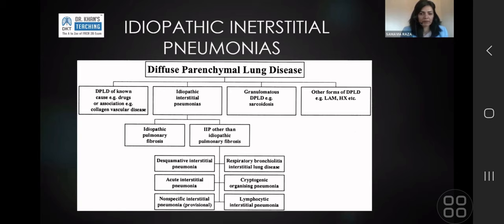So just to repeat, IPF and UIP don't mean the same thing. The IPs, the UIP, the LIP, the DIP, the NSIP, all the IPs are descriptive terms of what you see on imaging. Those patterns can be seen in many diseases, and that pattern, when you describe it, implies a certain differential diagnosis. It doesn't mean a specific disease. So that's the point that I hope should be really clear in your mind.